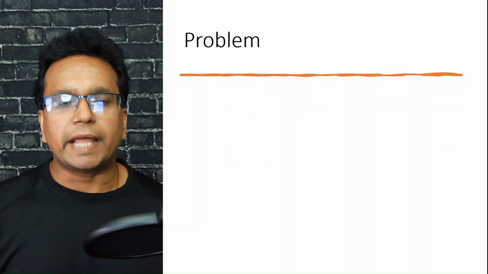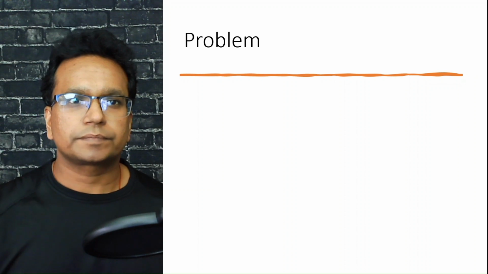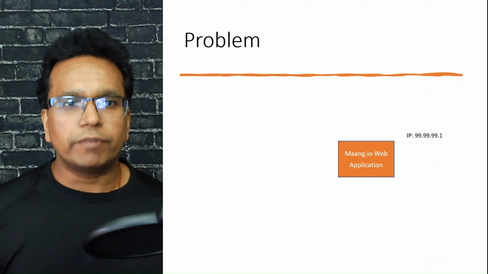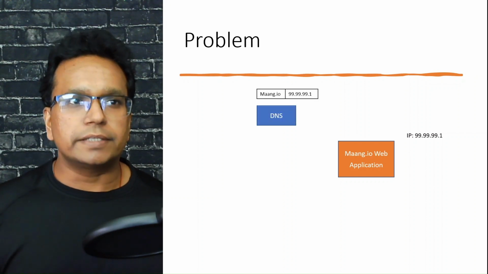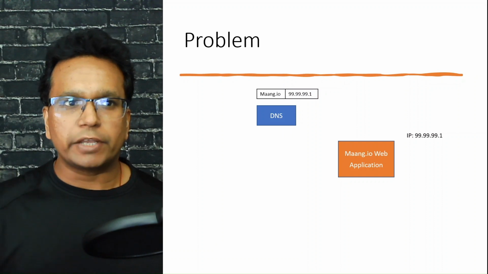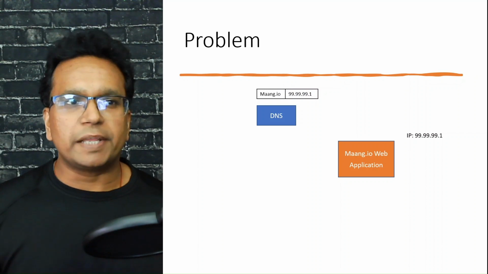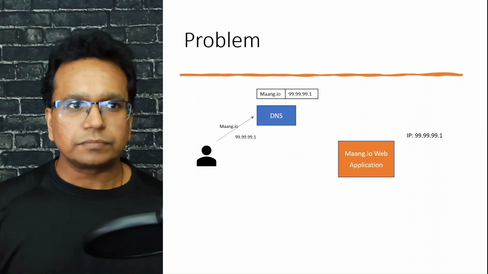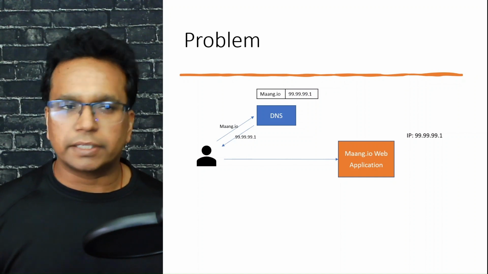So now let's assume that I have a Monk.io web application that I have deployed to a particular IP address. Now when I want my users to connect to my application, they usually connect with the domain name, so I went ahead and created a DNS entry that this Monk.io application is mapping to this particular IP address. Now when the user wants to connect to my application, they make a query to DNS to resolve the IP address. Once they get the IP address, they can connect to my application and get the response.